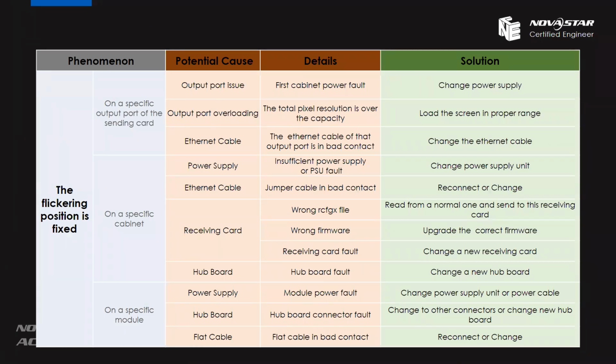For example, for the specific output ports, it could be the output port issue, or the output port is overloading. And also it could be the Ethernet cable. And for the cabinets, it could be the power supply. If this cabinet is faulty, maybe we need to change the power supply unit. And also the Ethernet cable, the receiving card. This part is quite similar to when we're troubleshooting the screen blackout issue.